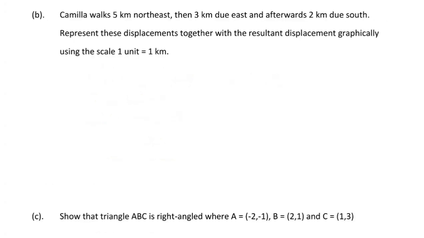Okay, so for part B of the question, Camila walks 5 km northwest, then 3 km due east, and afterwards 2 km due south. Represent these displacements together with the resultant displacement graphically using the scale 1 unit equals 1 kilometer. Okay, so again, this is a vector problem. To represent graphically, we consider 1 centimeter on paper to represent 1 kilometer on the ground for each. Okay, so let us represent the problem graphically.